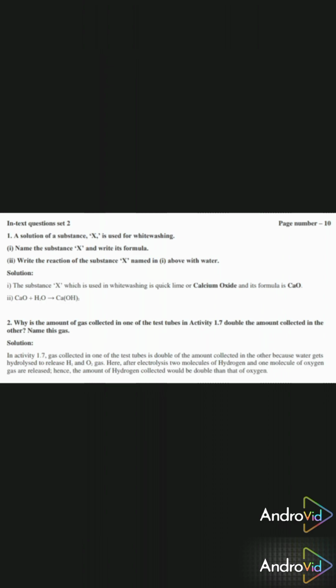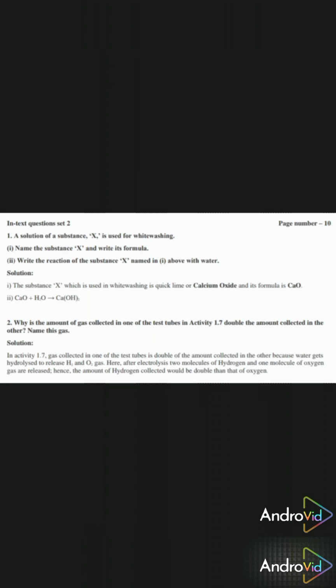The question is, name the substance X and write its formula. And the second question in this is, write the reaction of the substance X named in 1 above with water. The solution for the first part would be: the substance X which is used in whitewashing is nothing but quicklime or calcium oxide, and its chemical formula is CaO.